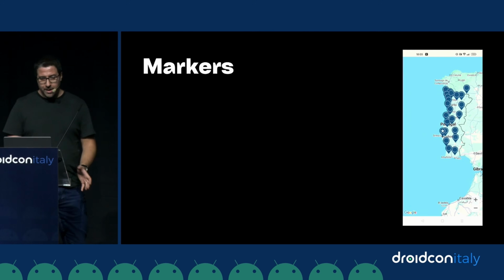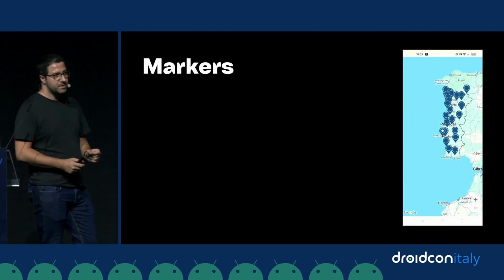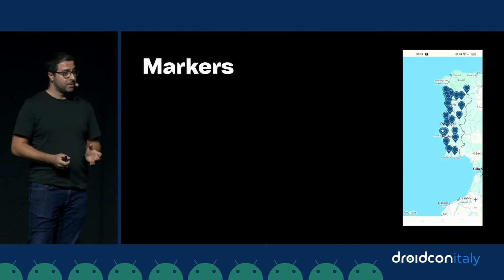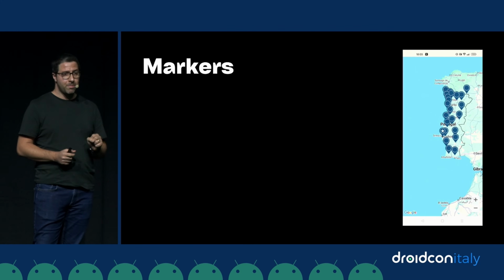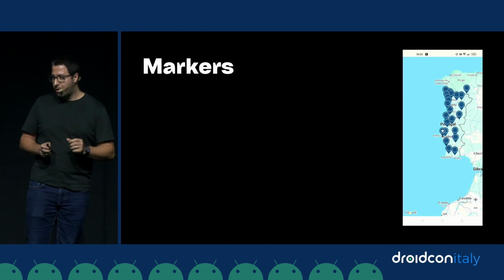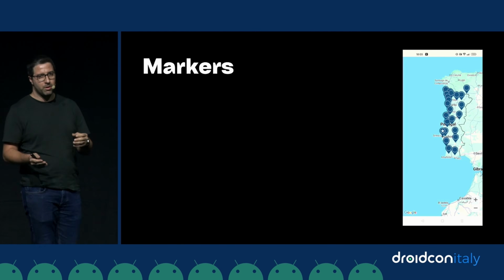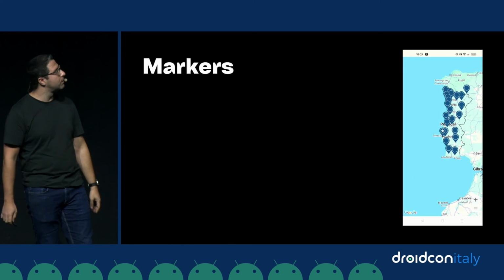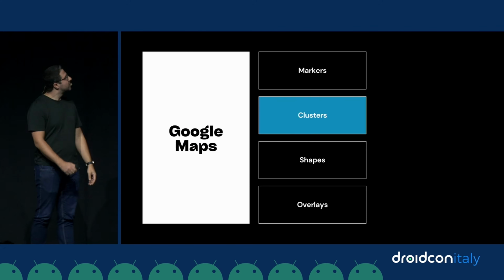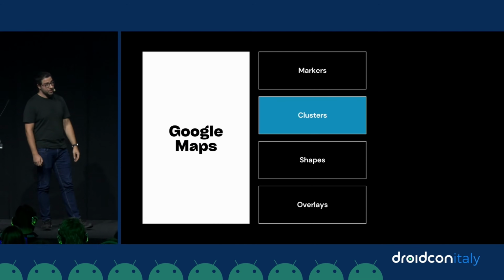But after this, you end up with a bunch of markers that are not clustered, right? If you zoom in or zoom out the map, you will probably not have the greatest experience, and especially if you zoom out, all of your markers will probably be on top of each other, which is kind of a weird experience. So let's jump into clusters, okay?